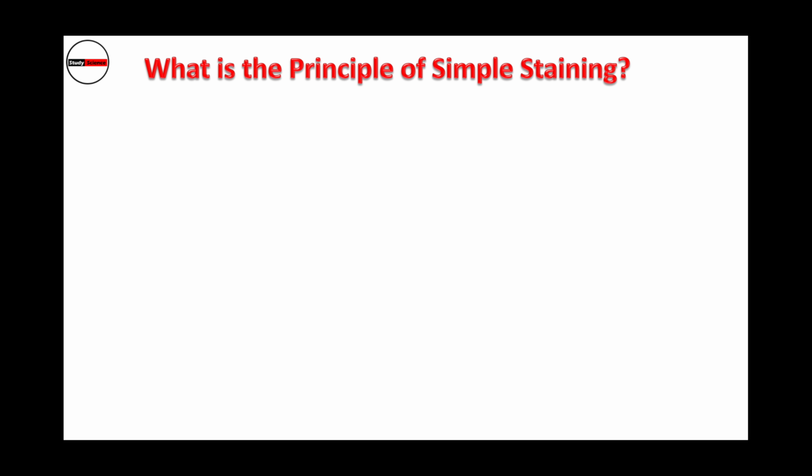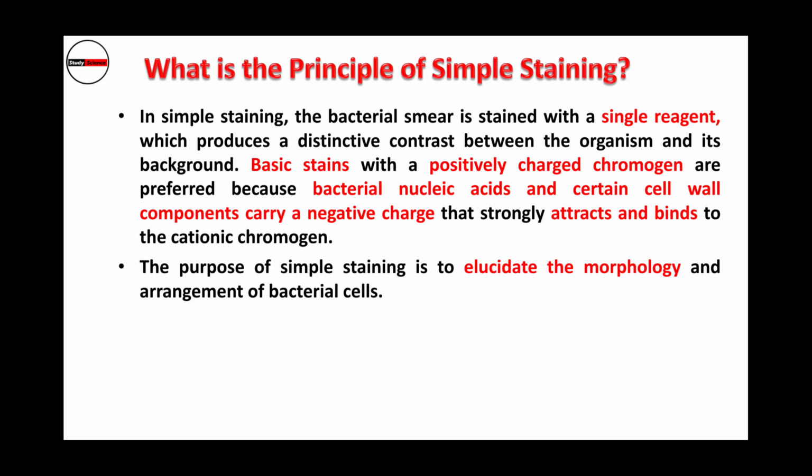What is the principle of simple staining? In simple staining, the bacterial smear is stained with a single reagent, which produces a distinctive contrast between an organism and its background. Basic stains with a positively charged chromogen are preferred because bacterial nucleic acids and certain cell wall components carry a negative charge that strongly attracts and binds to the cationic chromogen. The purpose of simple staining is to elucidate the morphology and arrangement of bacterial cells.